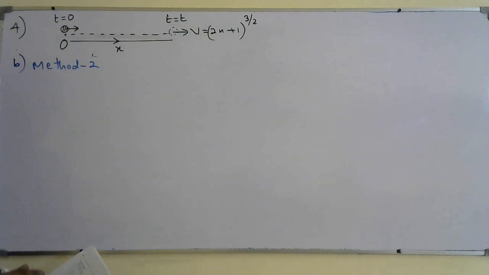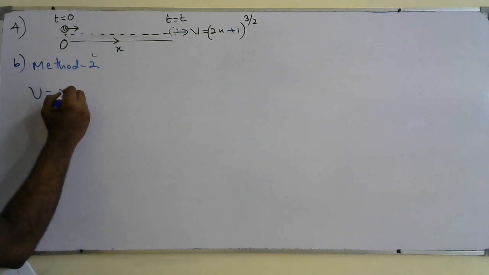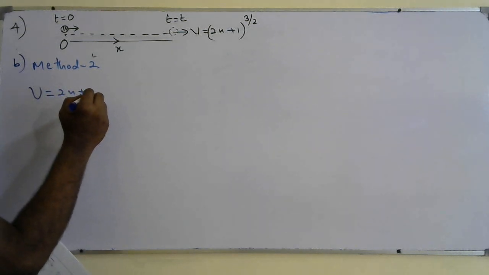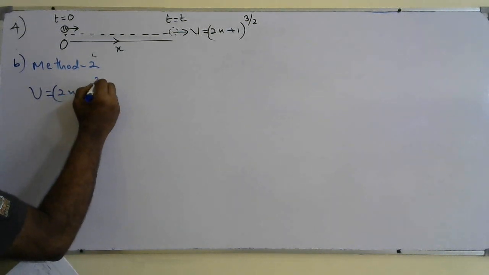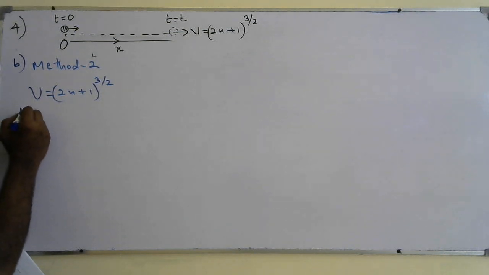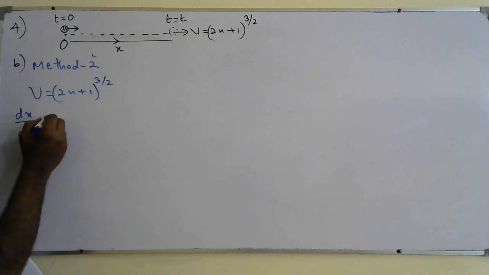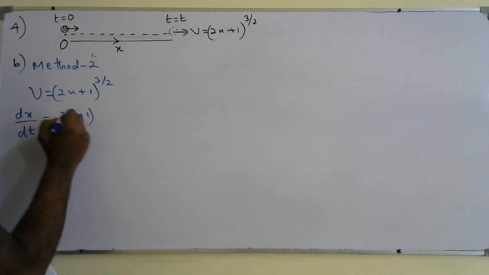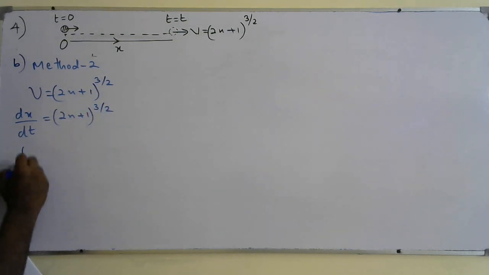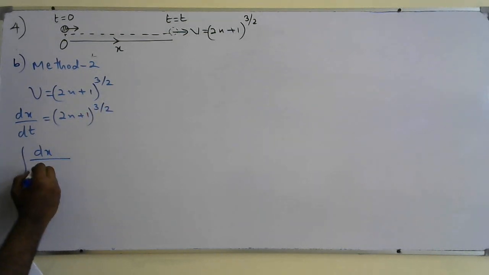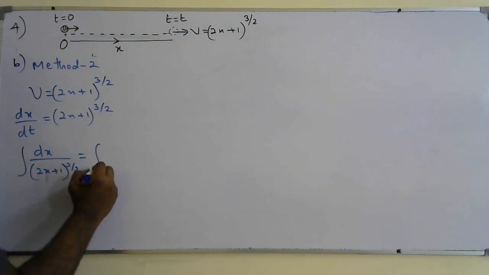It's given that v equals 2x plus 1 to the power 3 by 2. That means dx over dt equals 2x plus 1 to the power 3 by 2. So integral of dx over 2x plus 1 to the power 3 by 2 equals integral of dt.